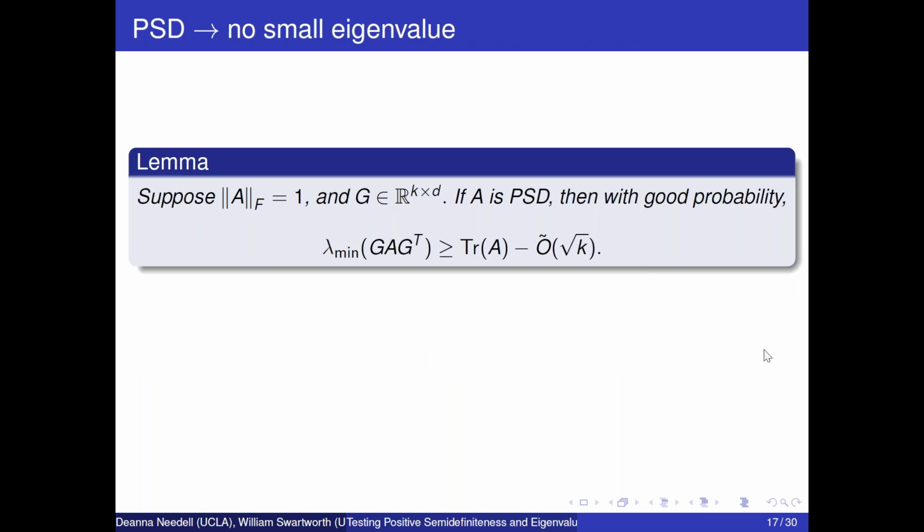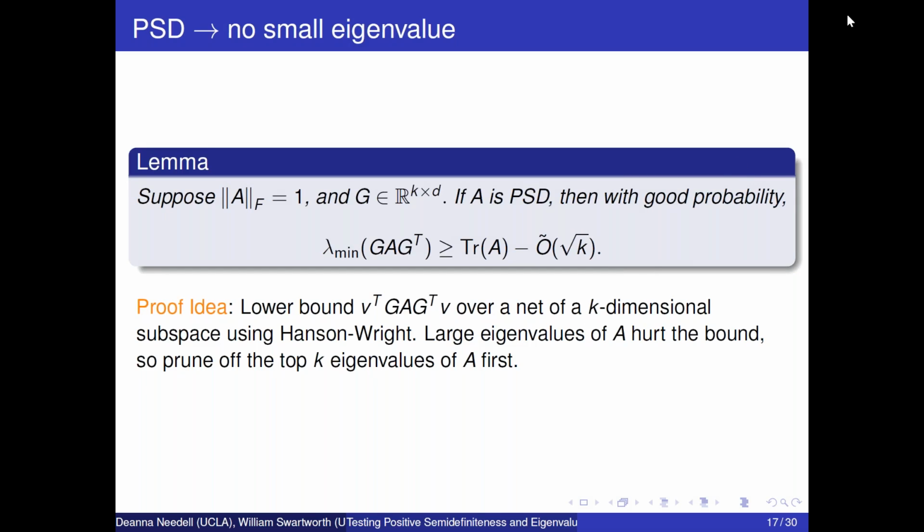On the other hand, you can show if A is actually PSD, then the minimum eigenvalue of G A G transpose is at least the trace of A minus order root k, roughly. k is the small dimension. If A is PSD, all the eigenvalues concentrate around the trace of A. Again, I'm not going to prove this, but if you're interested in roughly how it works, the idea is we're going to lower bound the quadratic form v transpose G A G transpose v over a net of a k-dimensional subspace using the Hanson-Wright inequality.